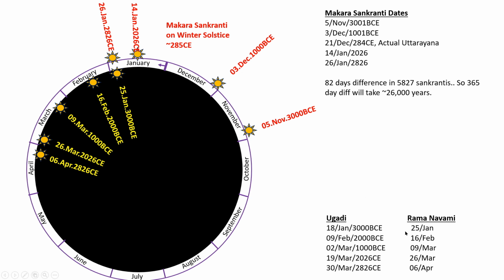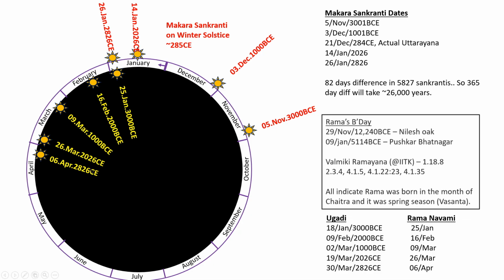In 2000 BC it was about 16th February. In 1000 BC it was about 9th March. So this is March, April, spring season. Before that it was in winter here. So in 1000 BC it's on 9th March. In 2026 it was 26th March, and in 2086 it will be around 6th April.